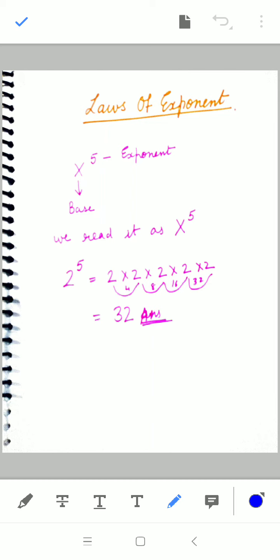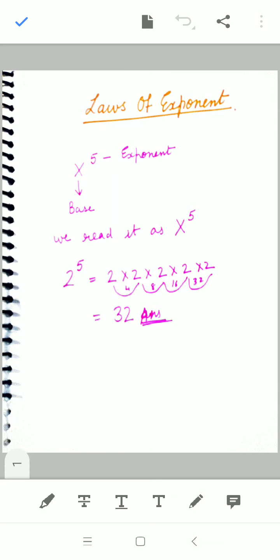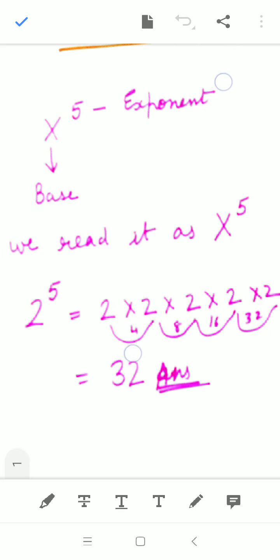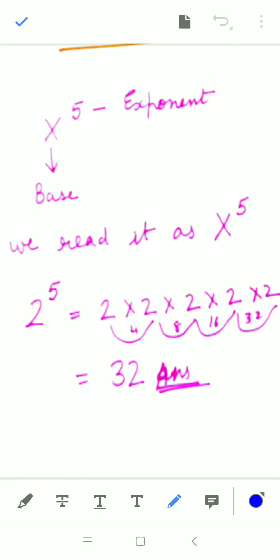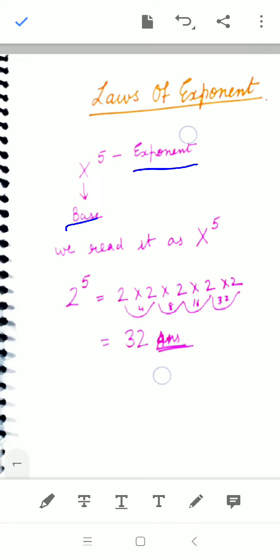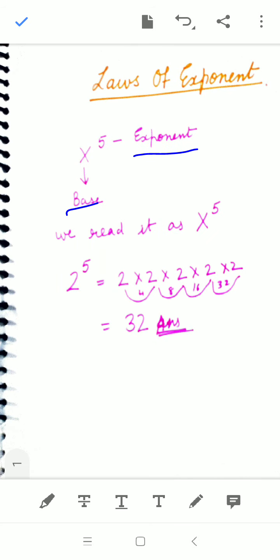Hello students, today we'll study laws of exponent, and you can see here on the screen x raised to the power 5. What is x here? The x is called the base and 5 is called the exponent, and we read it as x raised to the power 5. Let us take an example, 2 raised to the power 5.